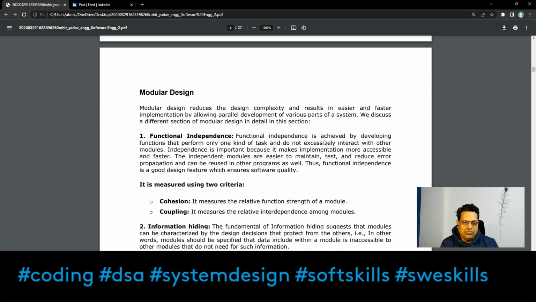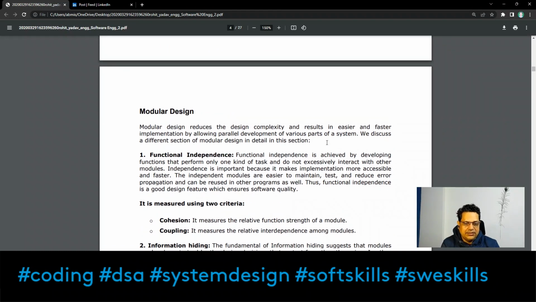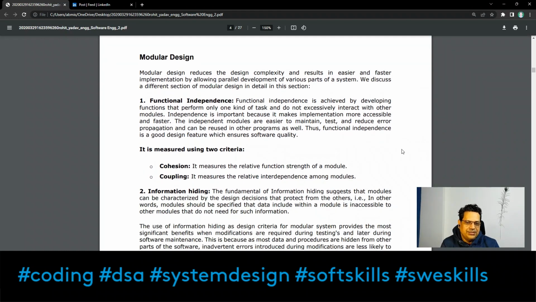Let's go forward now, and I can see that modular design reduces the design complexity and results in easier and faster implementation by allowing parallel development of various parts of a system. So this is kind of like partitioning also, the same thing happening, like you are breaking the problem into a granular level so that you can implement, test, modify and extend easily, right? So these kinds of things are there.